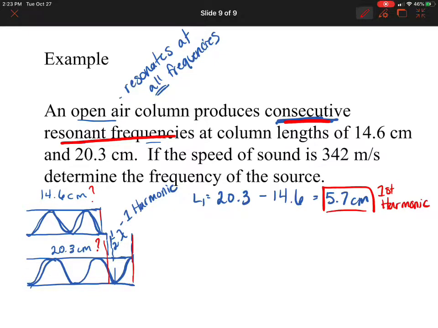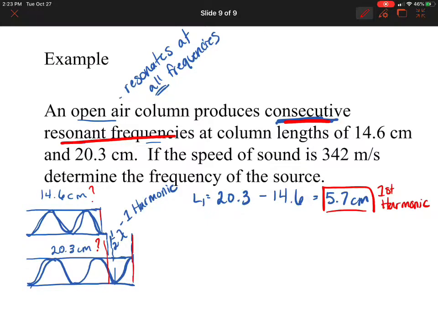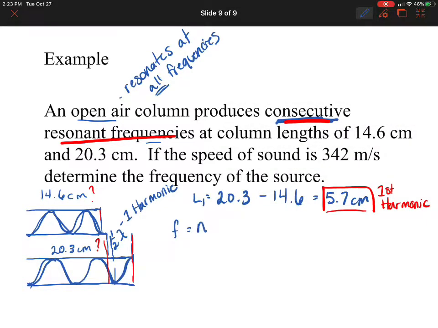So again, n is 1, and what are we looking for? We're looking for the frequency, so let's go back to our equations for open air columns. Here, my frequency is n, the number of the harmonic, times the velocity divided by 2L. Now I have all this, considering that I found the length of column needed for the first harmonic, which is 5.7. So again, frequency is n times v divided by 2L. n here is 1.